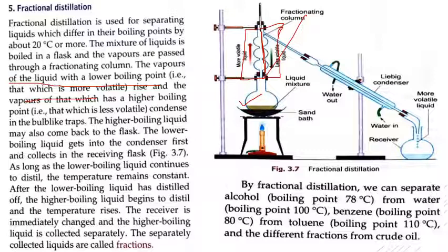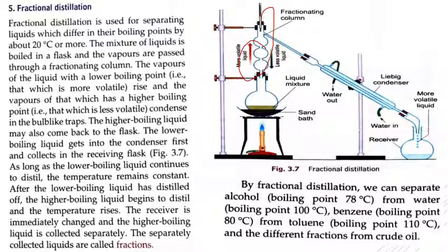It will attain its boiling point faster, because when the liquid starts heating, the lower boiling point will be reached earlier, so it will evaporate first, right? So the liquid which has a low boiling point will evaporate first, and the vapors of that which has a higher boiling point, that is, which is less volatile, condense in the bulb-like traps. This part of the fractionating column is called the bulb-like traps.